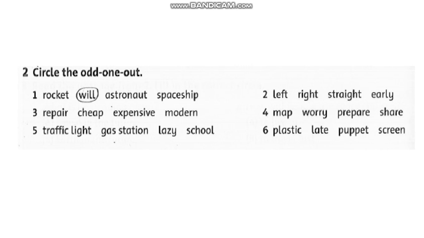So, exercise number 2, circle the odd one out. Look at this. Number 1, rocket, wheel, astronaut, spaceship. So we circle wheel because it's a verb. Rocket, astronaut, spaceship. They are nouns. Okay? Now, number 2, left, right, straight, and early. What is different? Yes, good job, early.